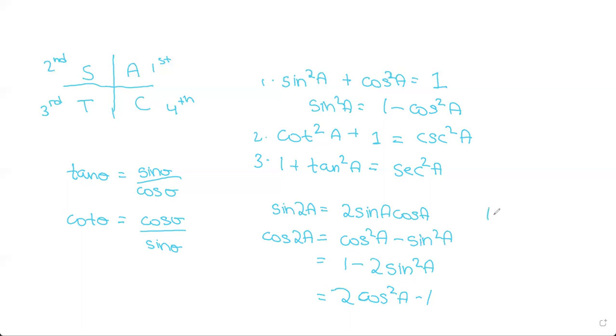Finally, let's look at tan 2a. Tan 2a can be written as 2 tan a divided by 1 minus tan square a. So sine 2a is 2 sine a cos a. And this is for cos 2a, these three. And tan 2a is 2 tan a divided by 1 minus tan square a.